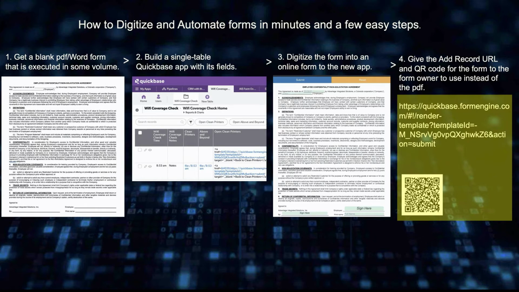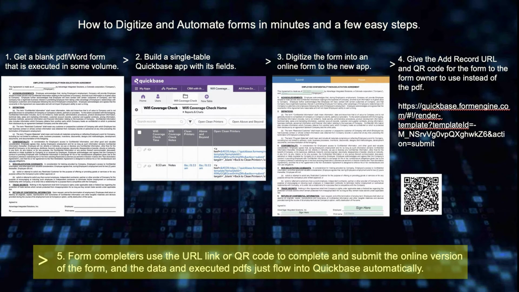The URL and QR code replace the Word or PDF version of the form that was previously emailed around. The users fill out the online version of the form, e-sign it if needed, and submit. And now the data in completed forms will just come flowing into the Quickbase table for them automatically, 24/7. It can be miraculous. Every form or document you automate this way speeds up the business and saves cost, and you can do this all over your organization.